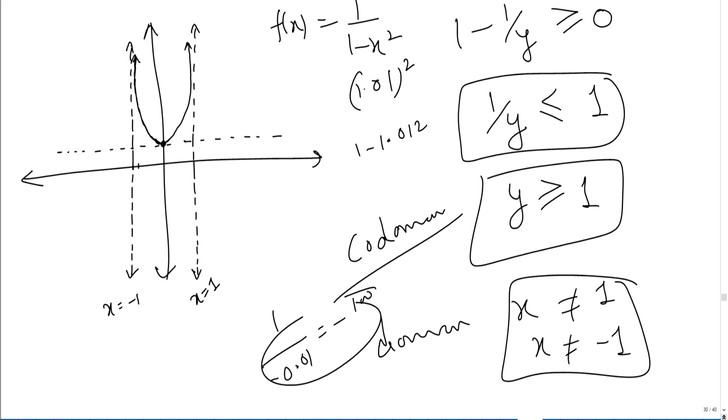So if x is close to 1 but slightly greater than 1, then the denominator would be slightly negative, and that would make the overall term large negative, right? And if the value of x is very large, let's say 100, then the denominator would be a very large negative value, and that would make the function have a very small negative value. So the function should behave something like this for x greater than 1.